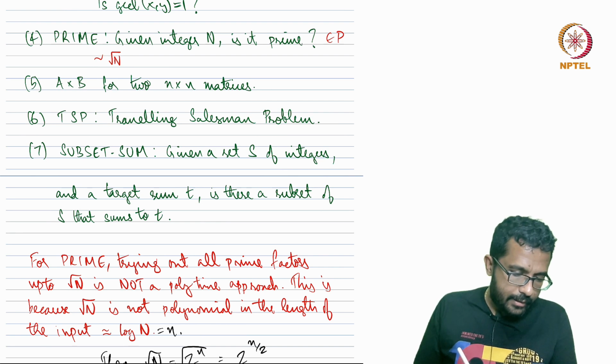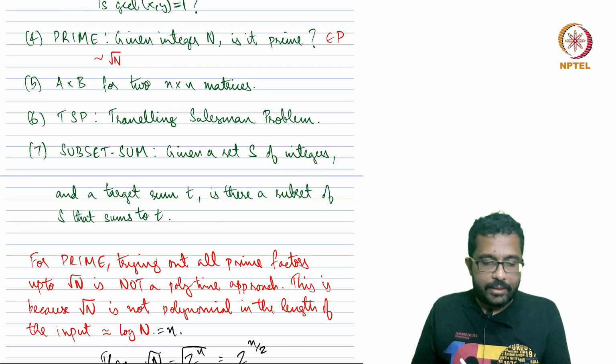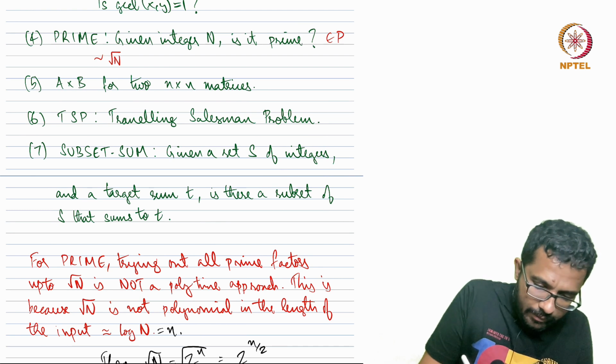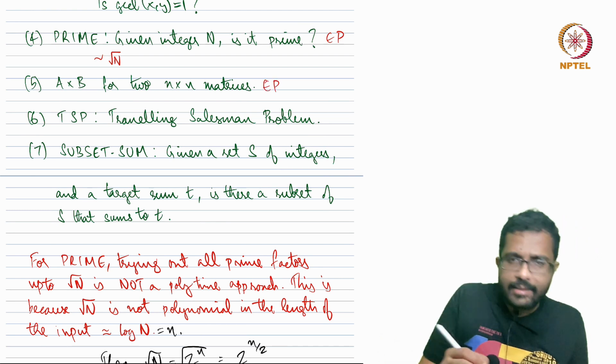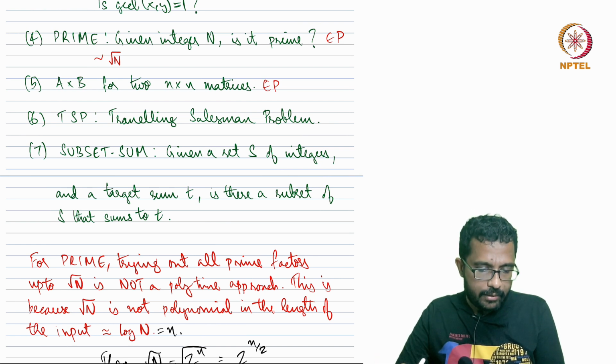The next one is matrix multiplication. Given A and B, two n by n matrices, you want to multiply them. This is in polynomial time. There's a standard n cubed algorithm, but there are slightly better algorithms also, right?